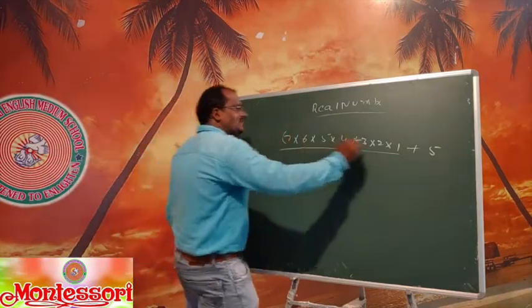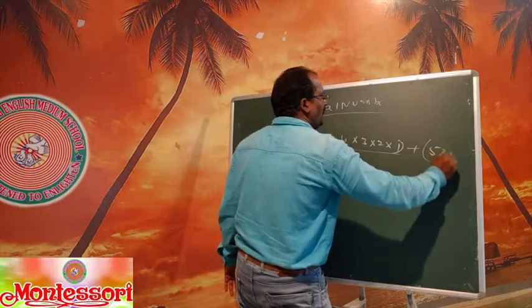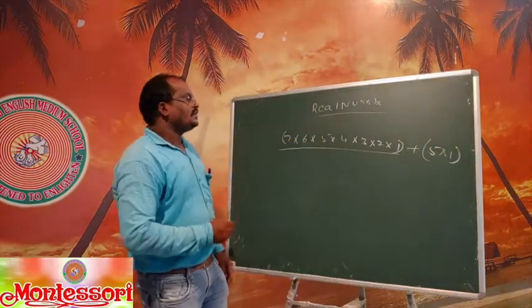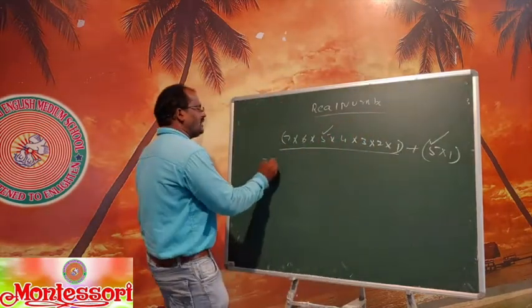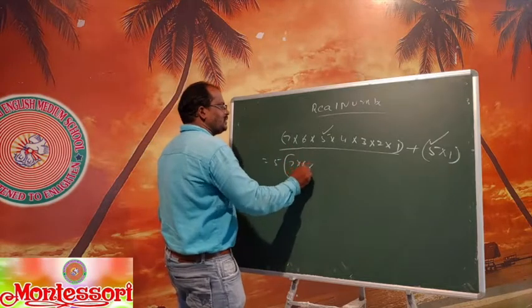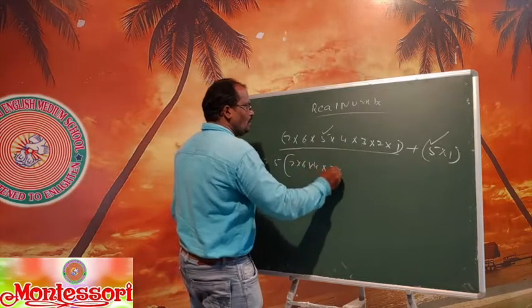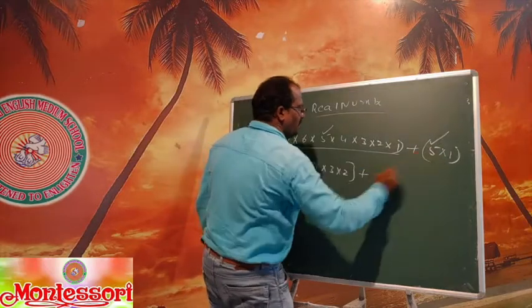First you have to consider this total in one bracket. 5 means you have to write 5 into 1. There is no problem. So here also 5 is there, here also 5 is there. The 5 you can take outside. What is left here? 7 into 6 into 4 into 3 into 2. 1 is no need to write. Plus 1 is left here.